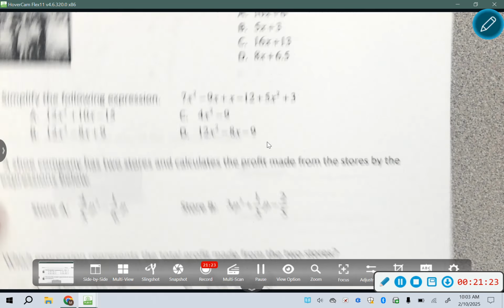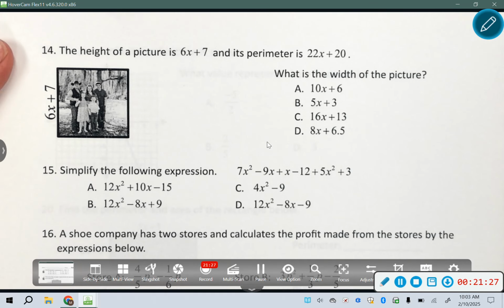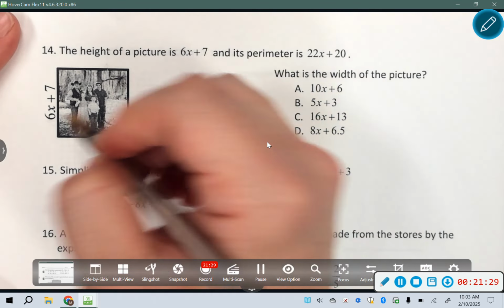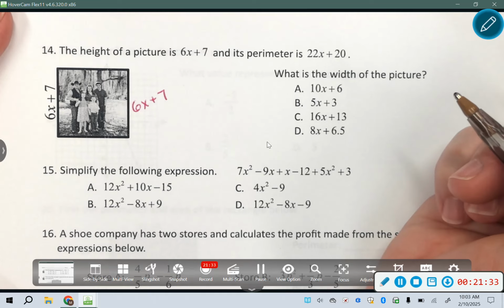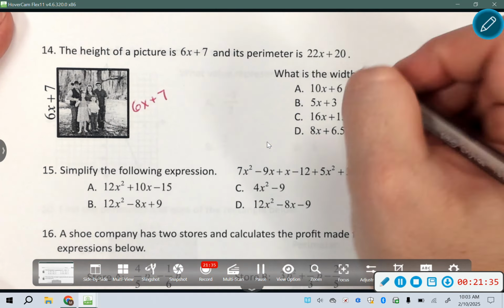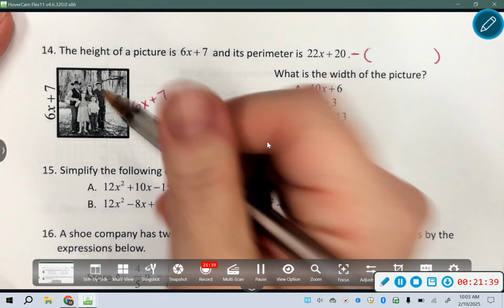Okay, let's look at 14. 14 says the height of the picture is 6x plus 7, and then it gives me perimeter. So I only know one side length. And I know perimeter means add all the sides. So I'm going to add the two sides I do know, and I'm going to take them away from the perimeter to figure out what I need to use that.